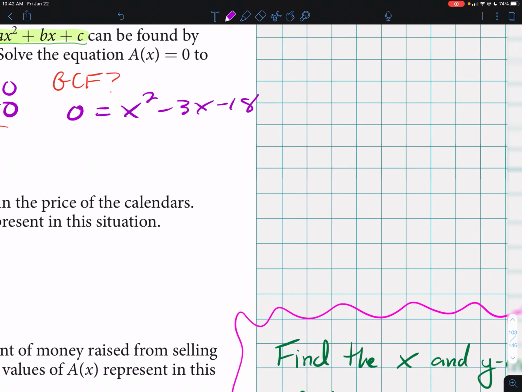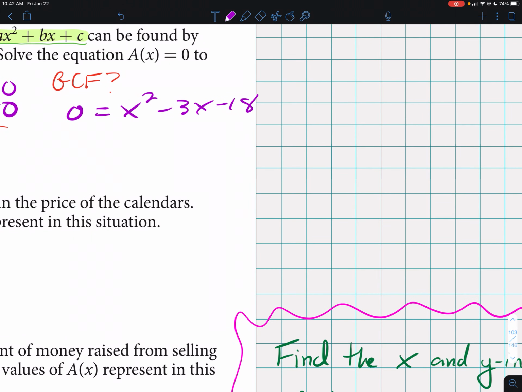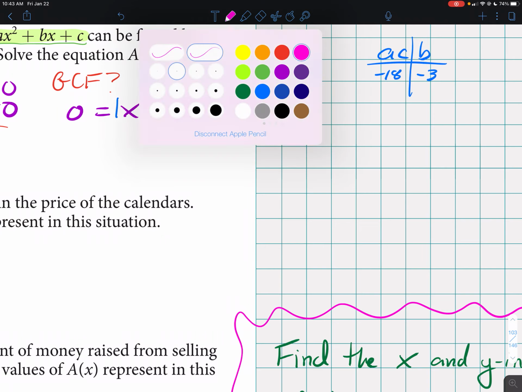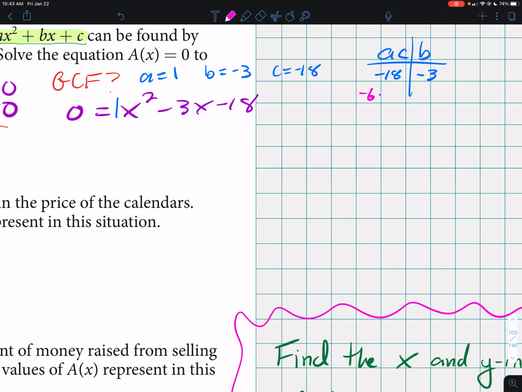And we just need to factor this guy. So if we recall, our new a value is going to be 1, our b value is negative 3, and our c value is negative 18. So when we're factoring, we're looking for factors of negative 18 that add up to negative 3. And in this case, that looks like it's going to be negative 6 times 3. Negative 6 plus 3 is negative 3. So if we make our box to factor this guy, we've got x squared here, negative 18 here, and then negative 6x and 3x.